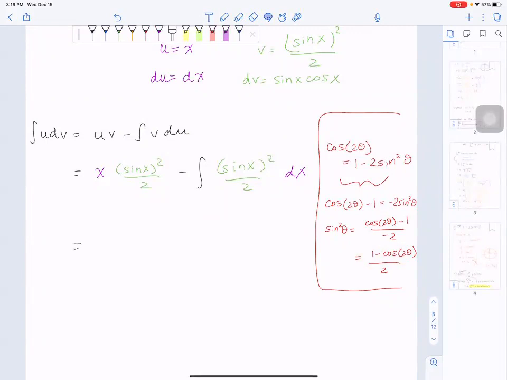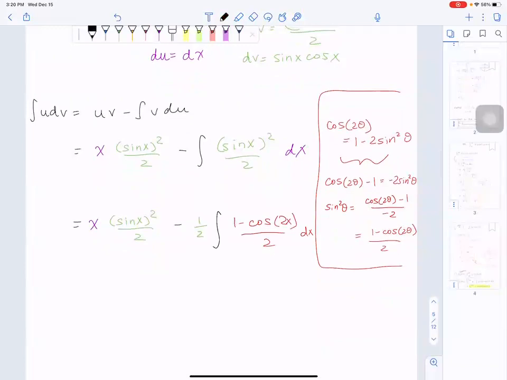Okay, so from that, we can continue our work. So this left-hand part, I'm just going to keep writing the same exact thing. But now, what is this integral? Let's take out the 1/2. And we're doing the integral of sine x squared. What did we just find sine x squared is? It's this, 1 minus cosine 2x over 2 dx.